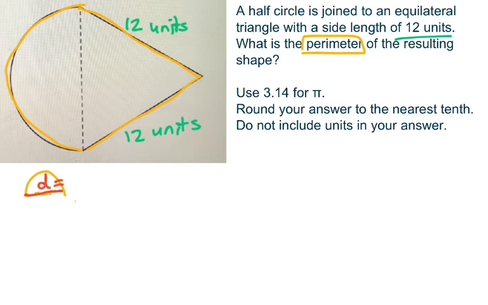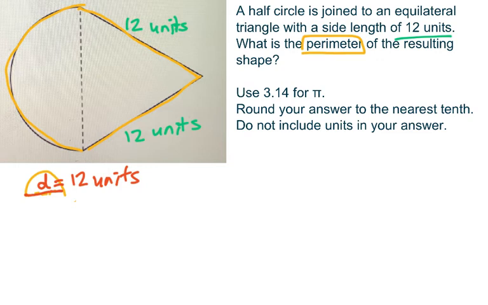And I also know that these three side lengths, the 12 and the 12 here, and this other side length, they're all the same because it's an equilateral triangle. And so that tells me that the diameter is equal to 12 units. So now I have a lot of information.